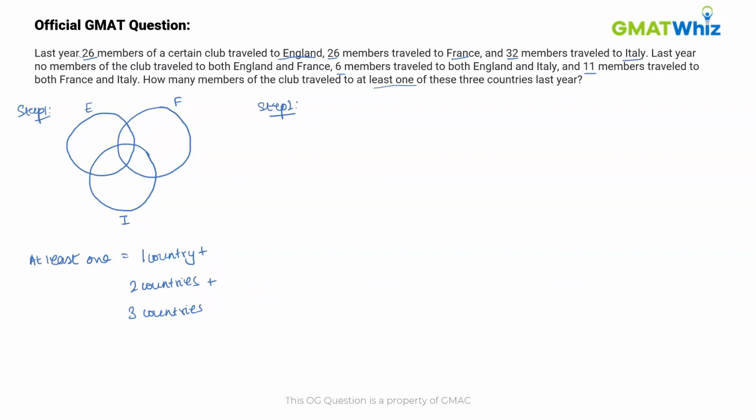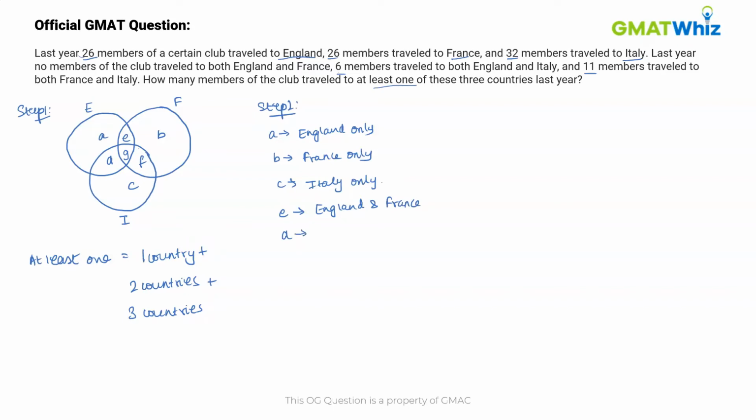Here, let's name the regions as A, B, C, D, E, F, G. Now here, A represents the number of members who travel to England only. B represents the number of members who travel to France only, and C represents the number of members who traveled to Italy only. Similarly, E represents the number of members who traveled to England and France.